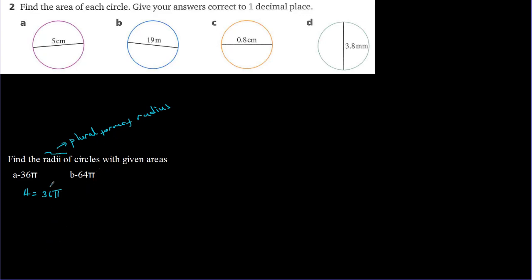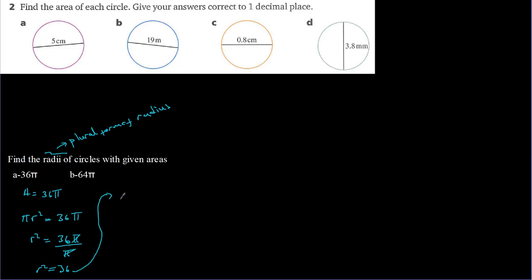So if the area is equal to 36 pi, it means that pi times r square is equal to 36 pi. To get r square, you are going to send this pi to the other side, and r square is going to be equal to 36 pi divided by pi. This pi and this pi you may simplify, which means r square is equal to 36. And which number squared gives you 36?